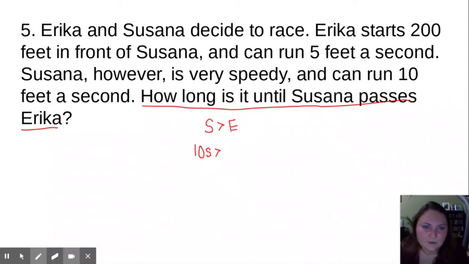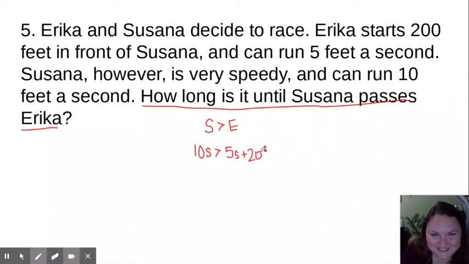Well, what do we know about Erica's distance? We know Erica is running 5 feet a second. Well, that's real similar to what we just wrote for Susanna, right? Erica is moving 5 feet times the number of seconds she's run. That's going to be how far she's moved. But there's something else they told us about Erica. They told us that she started 200 feet in front of Susanna. So Susanna didn't have a head start. Her distance is just solely equal to 10 feet times how many seconds she's run. But Erica's got an extra 200 feet that she's ahead. So she's moving 5 feet a second, but we also need to add in that head start of 200 feet. This right here is the inequality that represents this situation.